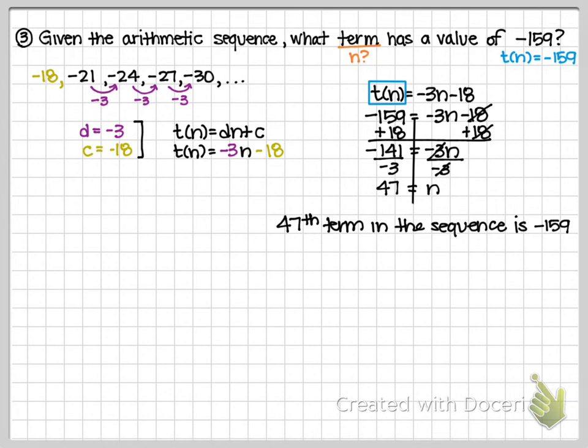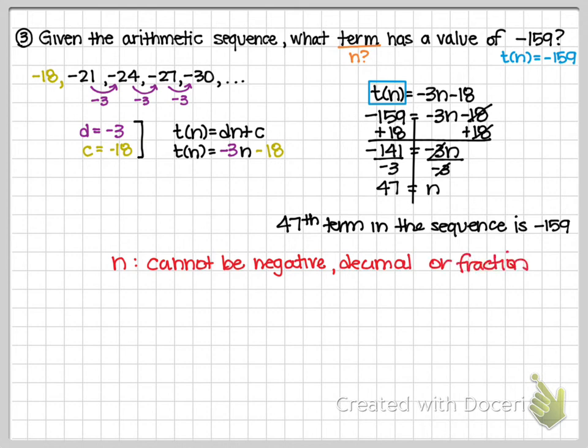Now, it's important to note, and this is something that we talked about briefly in class, but n, since it is a location, and this was in our notes, since it is a location, n cannot be a negative number. It cannot be a decimal, and it cannot be a fraction. Because if you were in a list, so if you were actually lined up, you can't be at a 1.5 location or a 2.7 location. That doesn't make any sense.